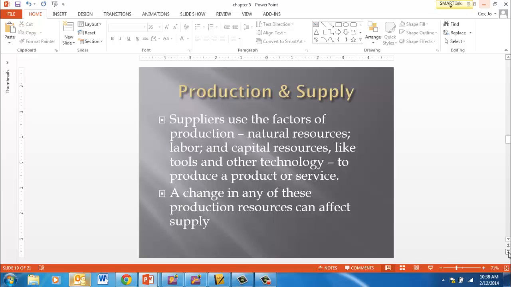So suppliers are businesses, people who create products, and suppliers use the factors of production, the natural resources, labor, and capital, which would be tools and technology, to produce a product or service. If there is a change in any of these, if they can't get the natural resources, if they can't get the labor that they need, if they cannot get the tools or technology, then supply is going to be affected.